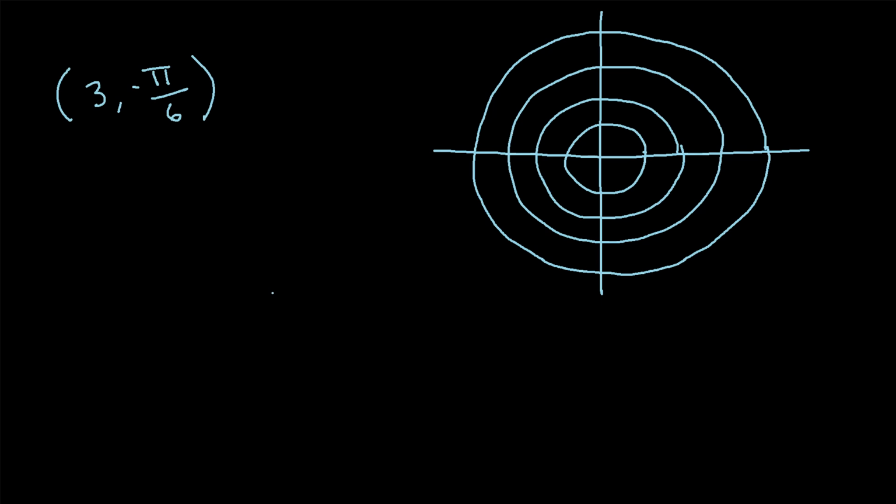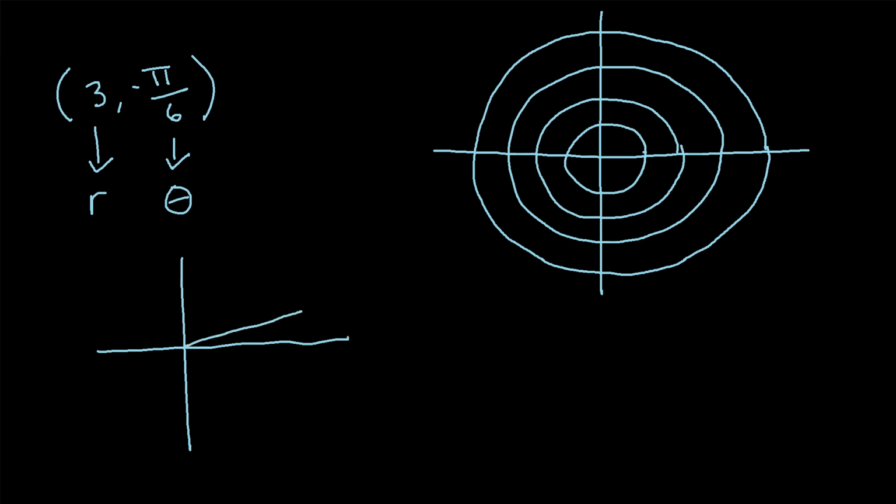Okay, let's try another example. Let's say we're given the coordinates 3, negative pi over 6. So once again, the 3 is going to be the radius, and the negative pi over 6 represents the angle. So if we think about our unit circle, pi over 6, that angle would be right about here. But negative pi over 6, remember when we have a negative angle, we're rotating in this direction around the circle. So negative pi over 6 would be somewhere over here.